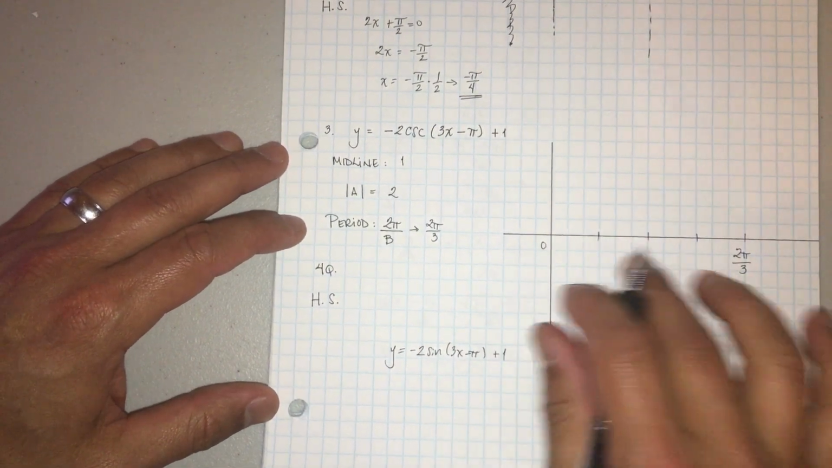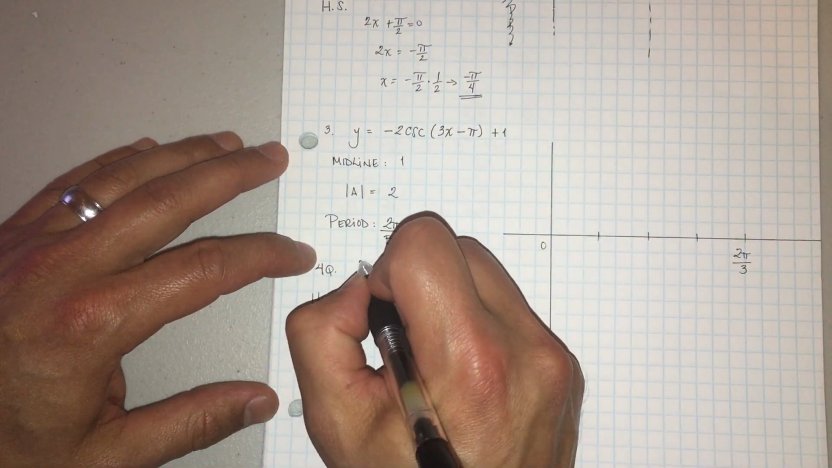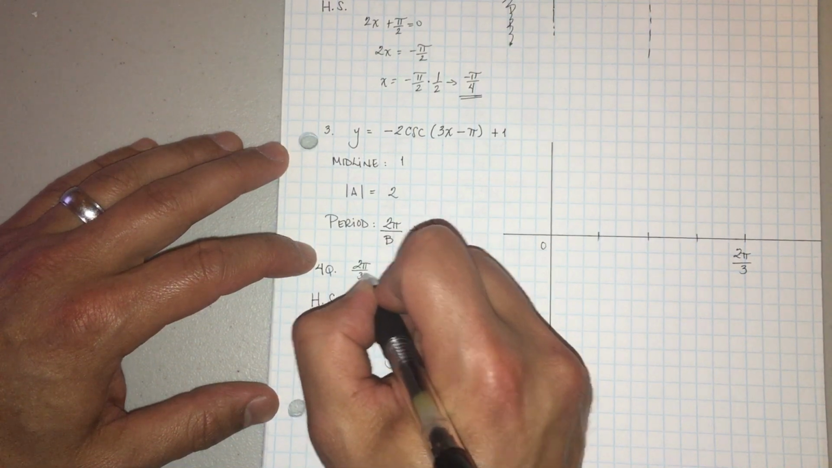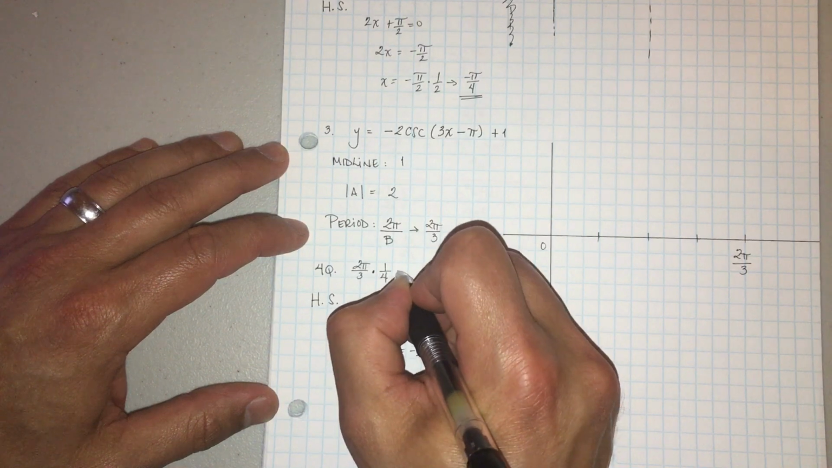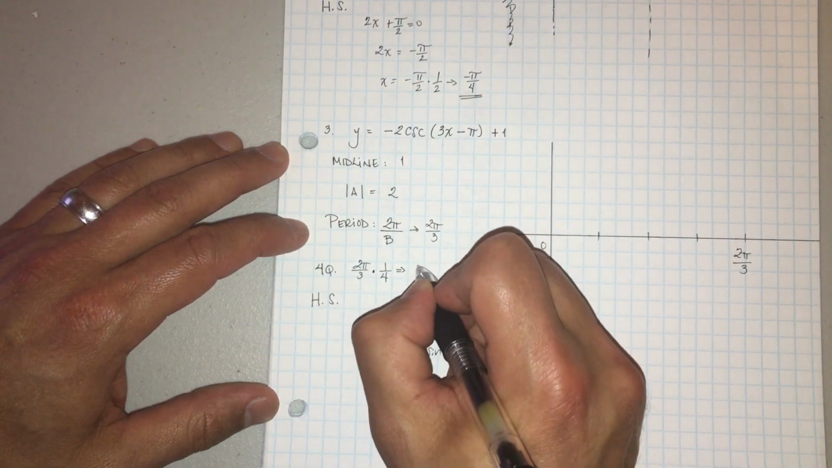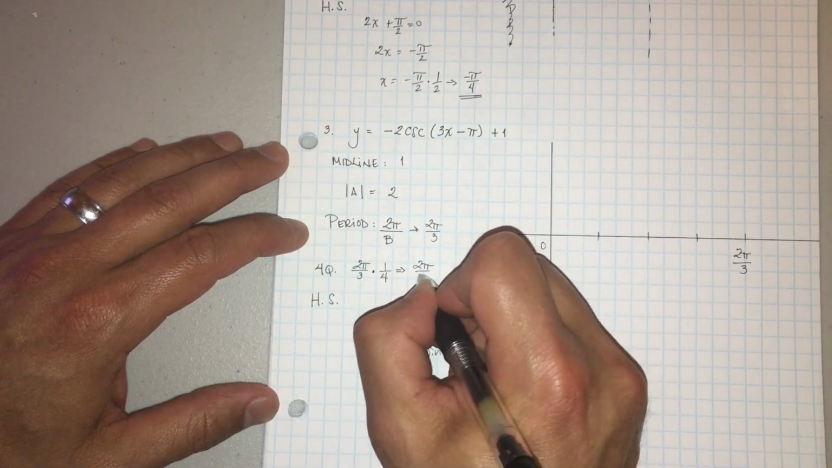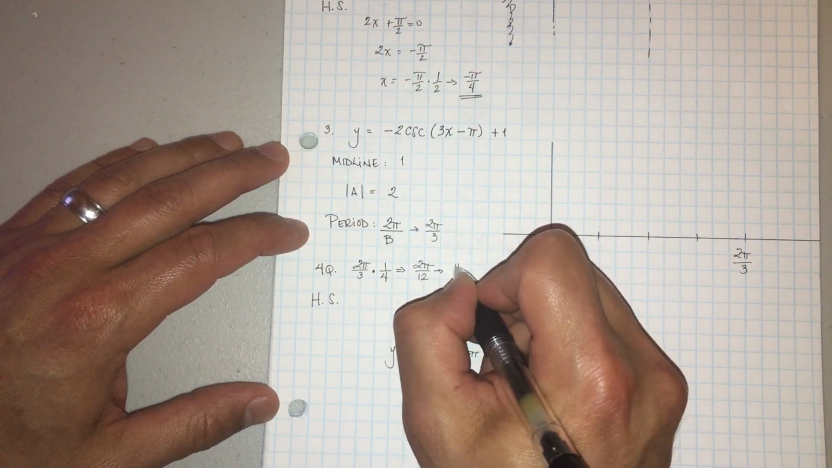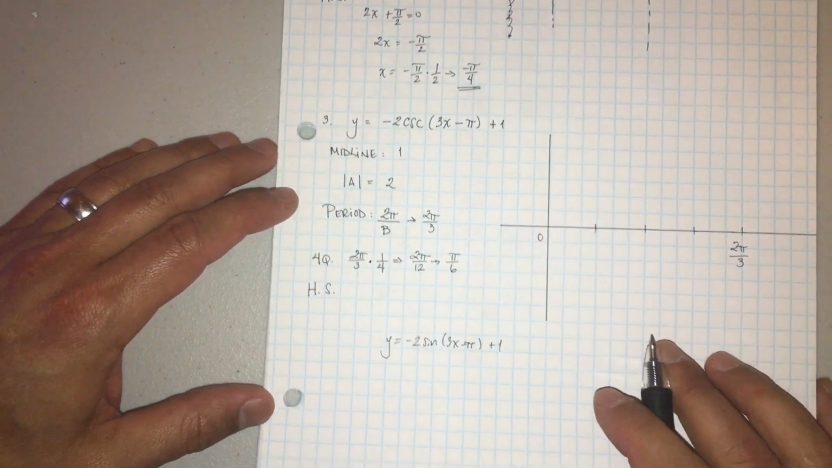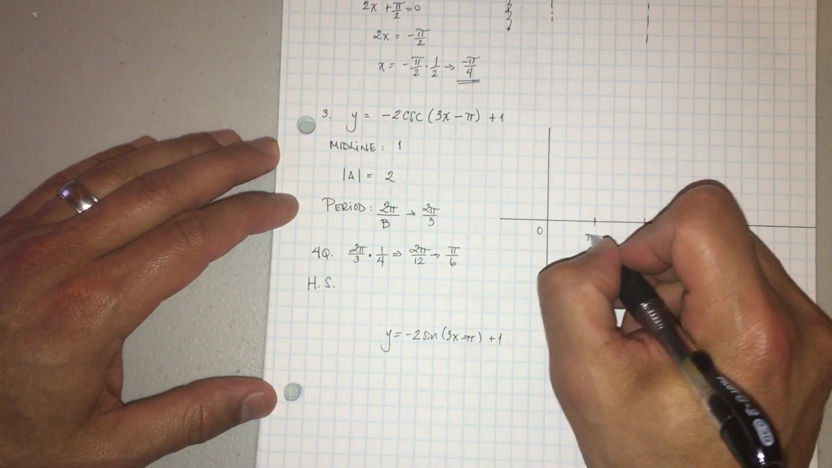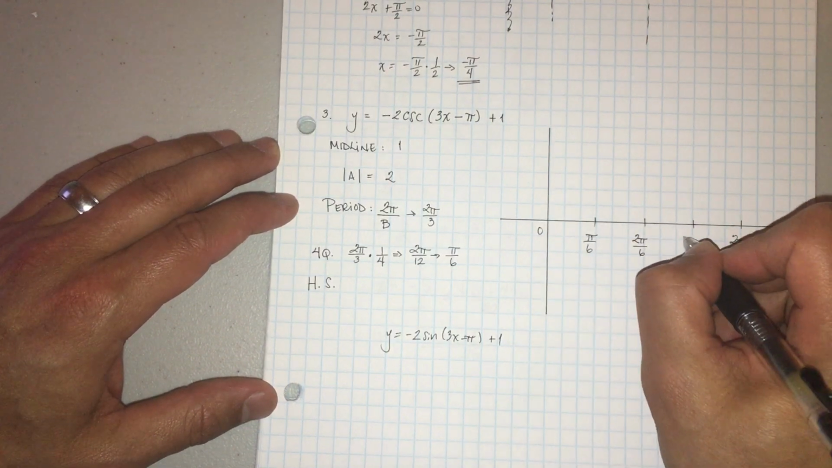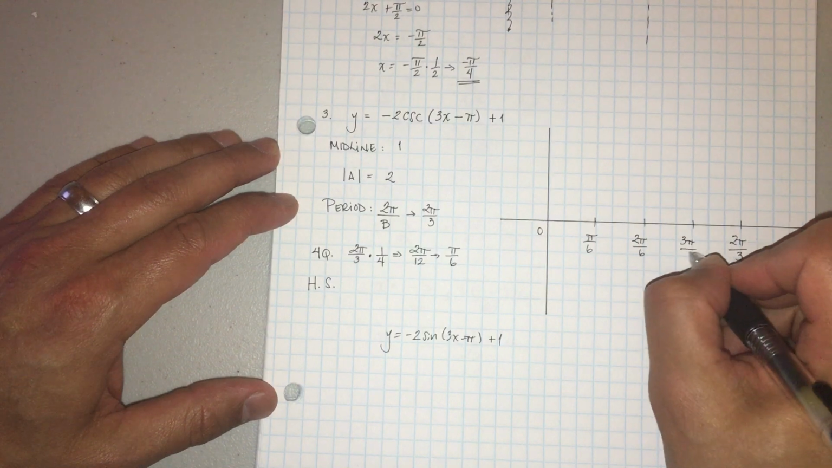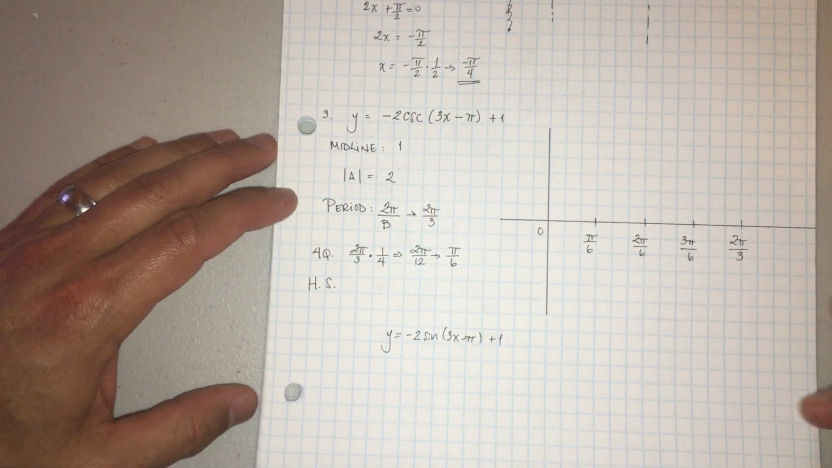All right, so how to figure out these here? We're going to take 2 pi over 3 and divide that by 4. Remember, dividing by 4 is the same thing as multiplying by 1/4. So that's going to give you 2 pi over 12, and that's going to give us pi over 6. So we start off here: 1 pi over 6, 2 pi over 6, 3 pi over 6, and then 4 pi over 6. And 4 pi over 6 is 2 pi over 3.